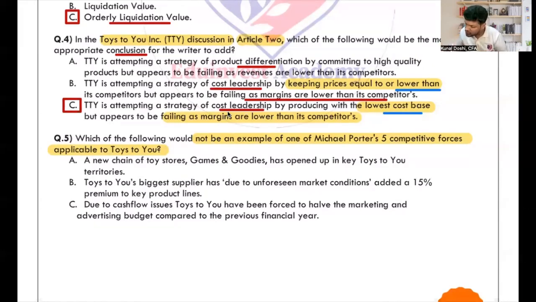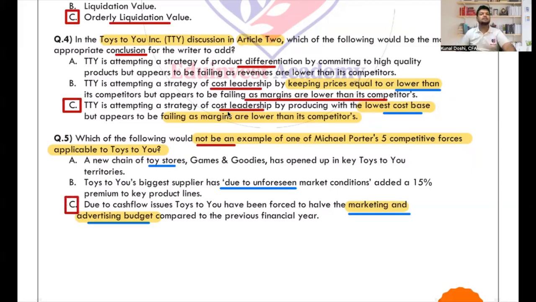Let's see. A new chain of toy stores, games, and goodies has opened. This is substitute, isn't it? Threat of substitute. So this is one of the Michael Porter's 5 forces, correct? Toys to Toys biggest supplier, due to unforeseen market condition, added premium. This is bargaining power of suppliers. This is also a threat. Due to cash flow issues, Toys to you have been forced to halt the marketing and advertising budget compared to the previous year. Now, marketing and advertising budget are substantial, but they are not the Michael Porter's 5 forces. So they are asking which one would not be an example. We would say C. Clear, everyone?